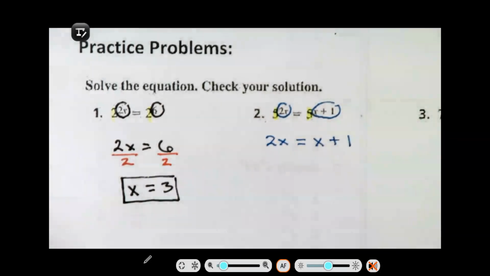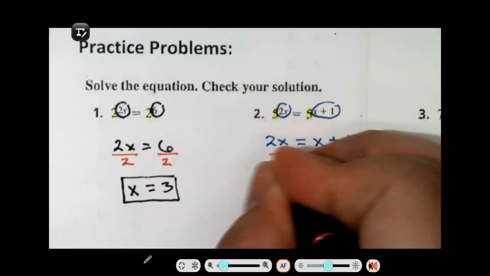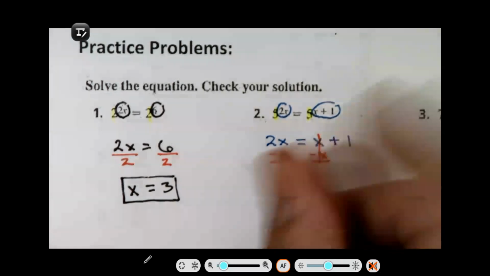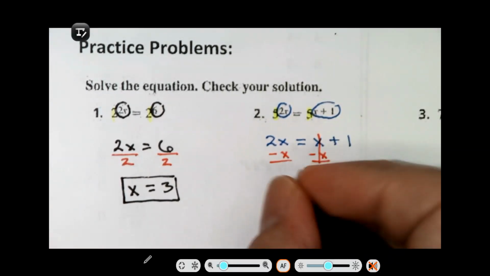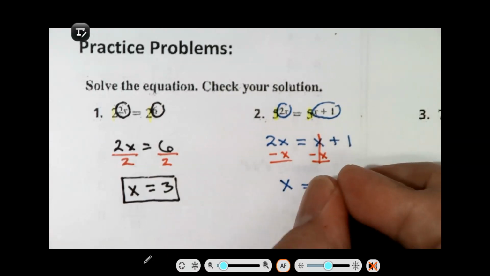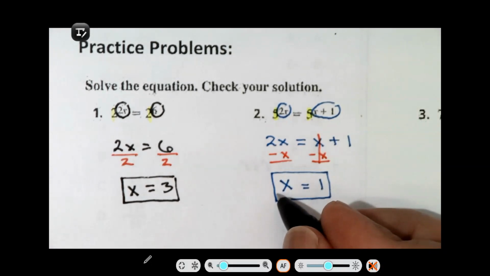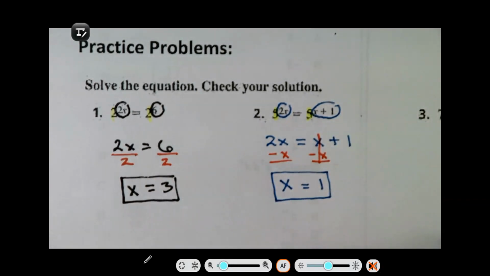All right, I've got too many x's. So I'm going to subtract the x. 2x minus x is just x. We don't need to write a 1. It's invisible. Over here, I'm left with the positive 1. So x equals 1, see, just like that, we're done. That's why we don't write invisible 1s in front, because then it looks like we still have more to do. We're done with that one.